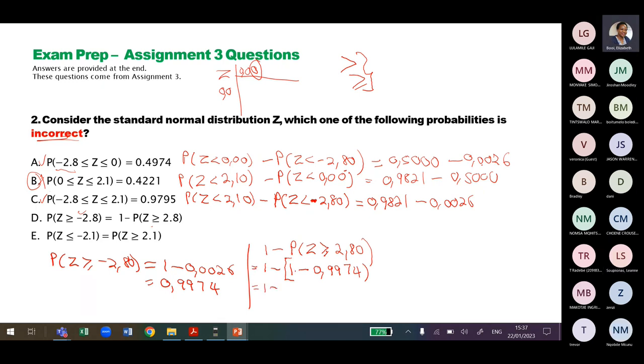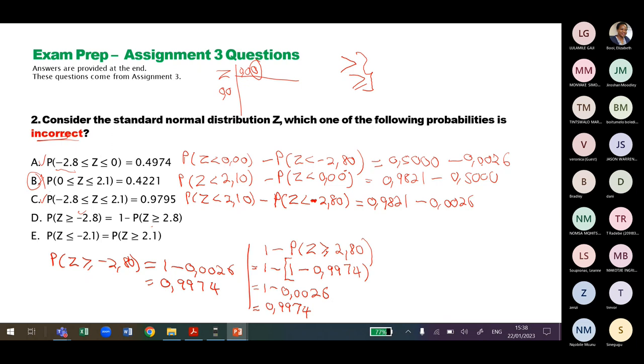1 minus, what is the answer? 1 minus 0.74 is 0.0026. And 1 minus 0.0026 is the same as 0.9974. Are the two answers the same?